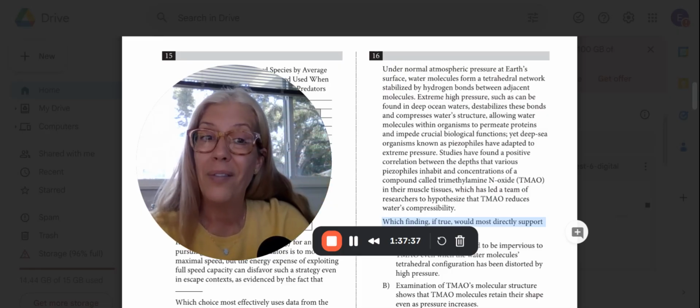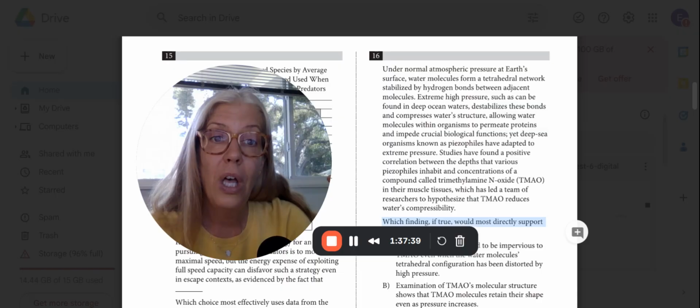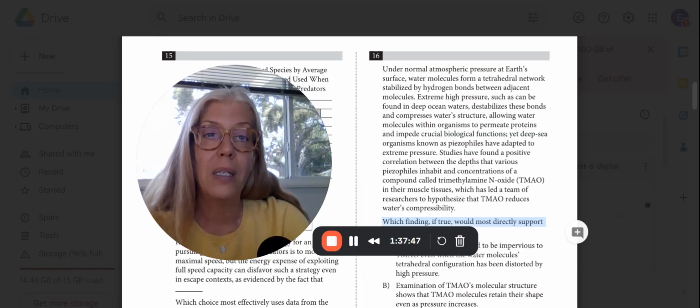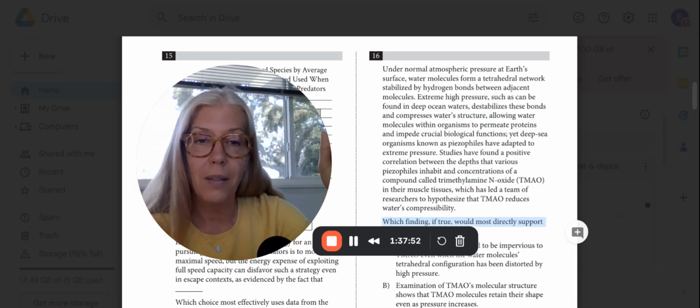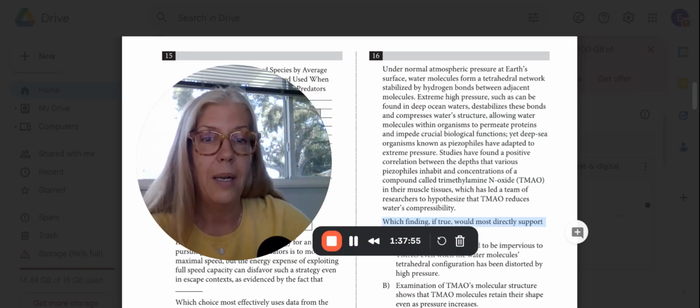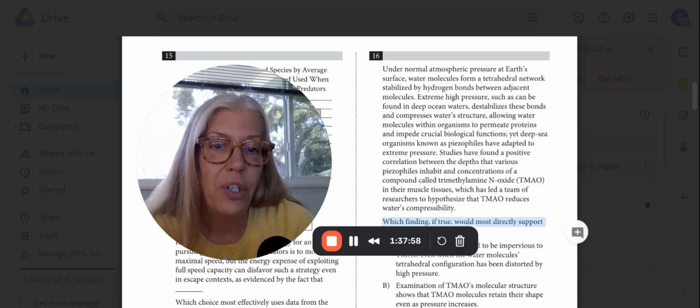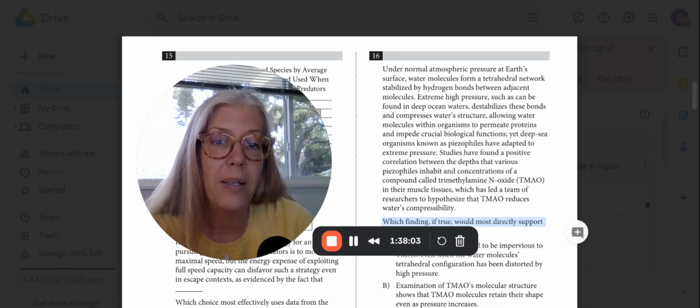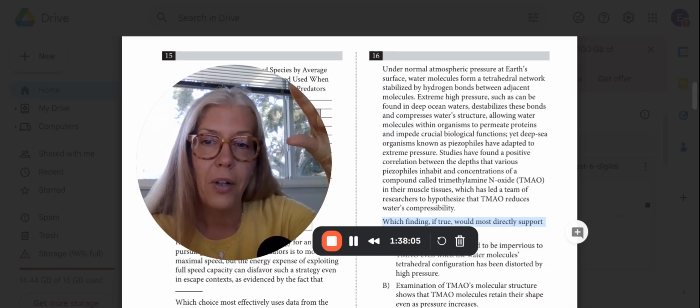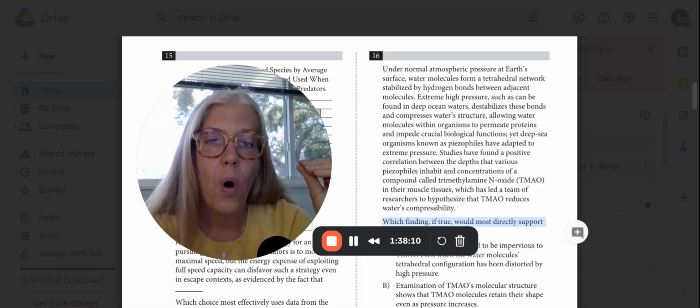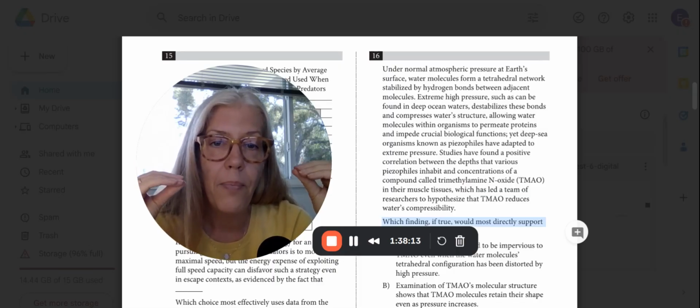I needed to be reminded of that: the water molecules form a network stabilized by hydrogen bonds between adjacent molecules. So it's stabilized by a hydrogen bond between adjacent molecules. I have in my head my picture of my little H2O, and it's stable. Got it. Extreme high pressure, such as found in deep ocean waters, destabilizes these bonds and compresses water structure. I just thought of my little H2O compressing, getting squished, allowing water molecules within organisms to permeate proteins and impede crucial biological functions.